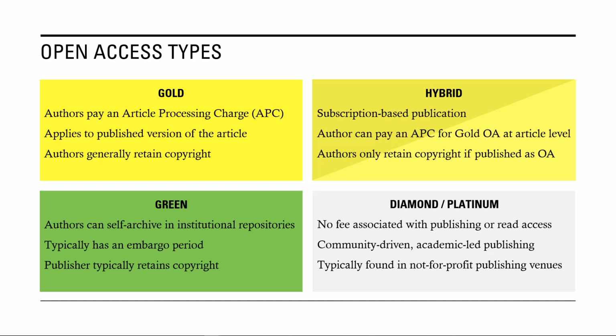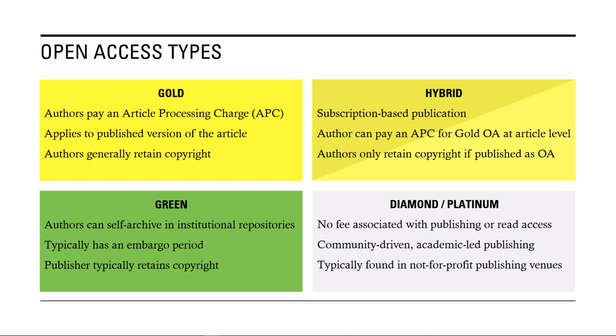Gold Open Access journals typically allow the author to retain the copyright of their article. The article is immediately available upon publication, and the entirety of the journal is freely available to the public. In addition, there are no restrictions on the sharing of the article and no embargo dates.